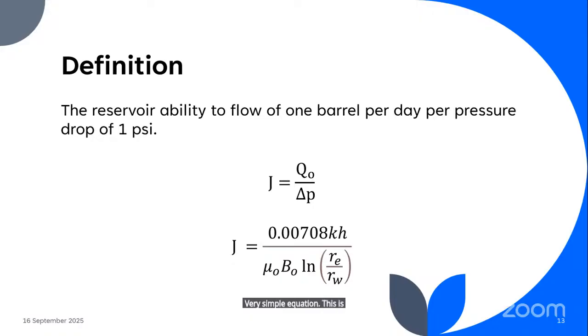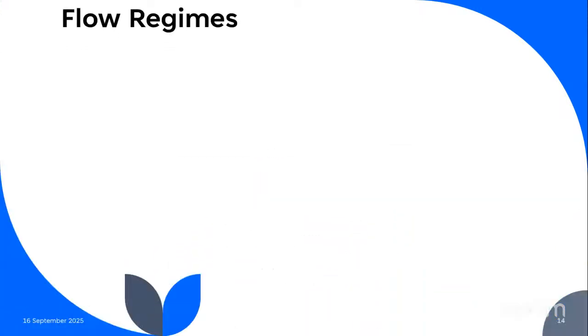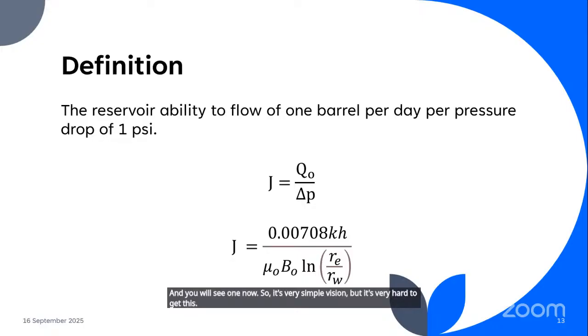This is the basis of deriving or calculating the productivity index. You can see it's very simple, but it's not. How? You have k, you have h, you have mu, you have Bo. These terms are not easily calculated or obtained in the oil field, and you will see why now. So it's a very simple equation, but it's very hard to get this data from the oil field.